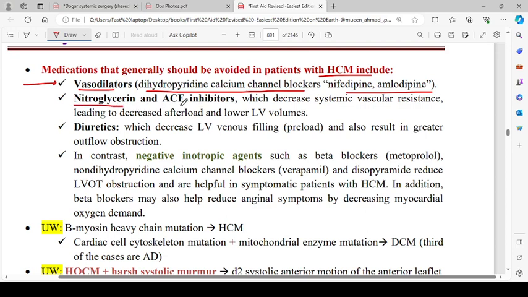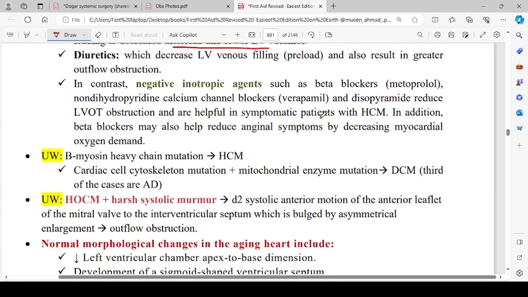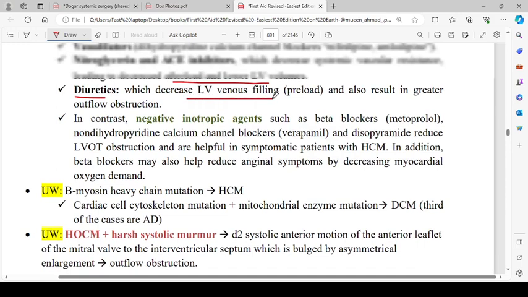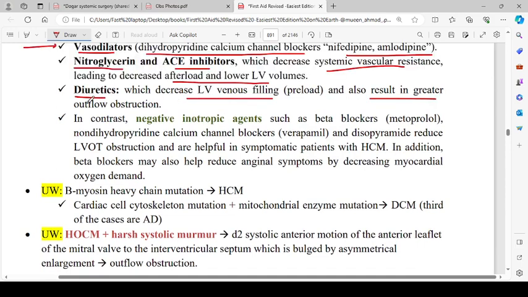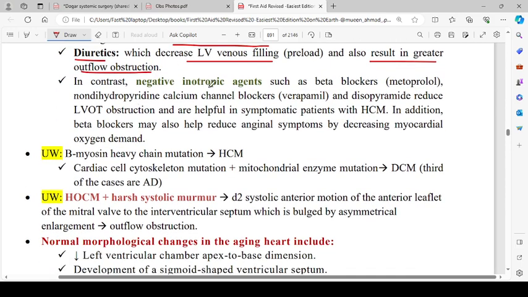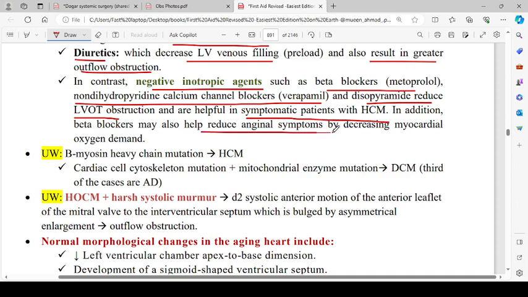Then nitroglycerins and ACE inhibitors, which decrease the systemic vascular resistance, leading to decreased afterload and lower left ventricular volumes. Diuretics, which decrease the left ventricular venous filling, preload, and also result in greater outflow obstruction. In contrast, negative inotropic agents such as beta blockers, metoprolol, non-dihydropyridine calcium channel blockers like verapamil, and disopyramide reduce the LVOT obstruction and are helpful in symptomatic patients with hypertrophic cardiomyopathy. In addition, beta blockers may also help reduce the anginal symptoms by decreasing the myocardial oxygen demand.